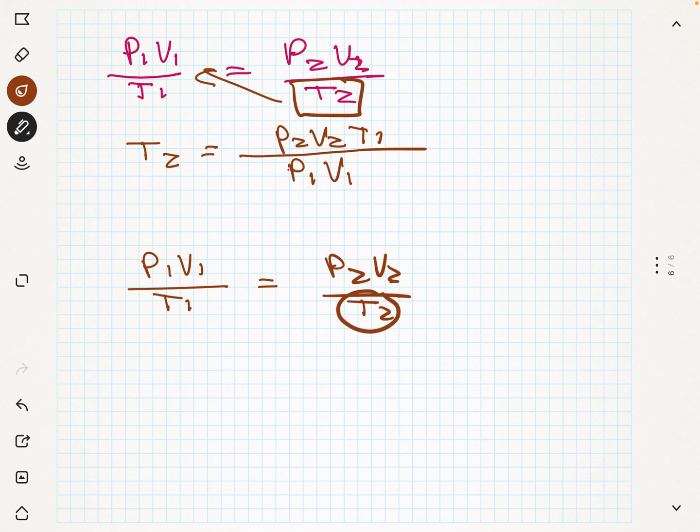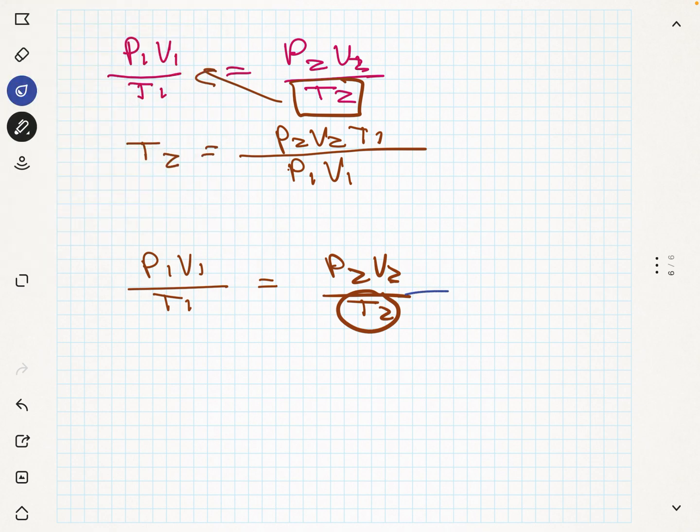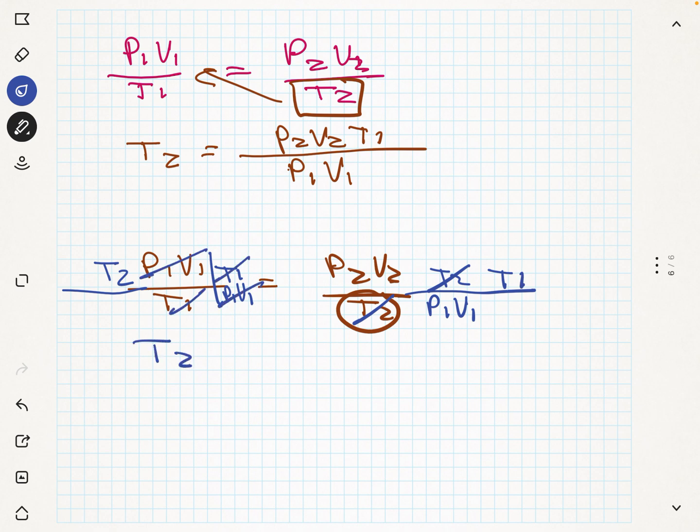Again, we're solving for T2. So let's go with blue here. I'm going to multiply each side by T2. Then this will cross off. Then I'm going to divide by P1 V1, divide by P1 V1, multiply by T1, multiply by T1. Cross, cross, cross, cross. I get my T2 equals, as I listed above.